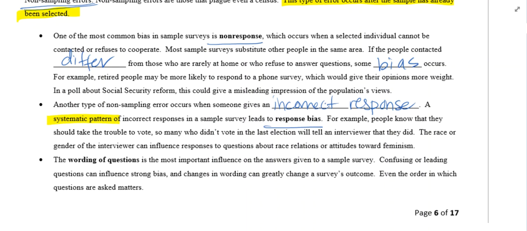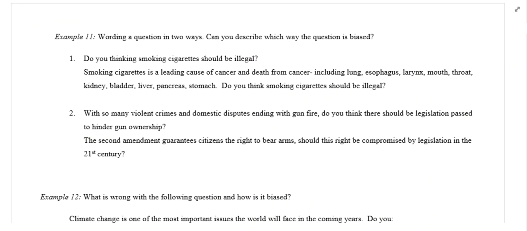All right, the third type is the wording of the questions. It is the most important influence on the answers given to a sample survey. Confusing or leading questions can introduce strong bias, and changes in wording can greatly change a survey's outcome. Even the order in which the questions are asked matters. All right, so up next is an example: wording a question in two ways. Can you describe which way the question is biased?